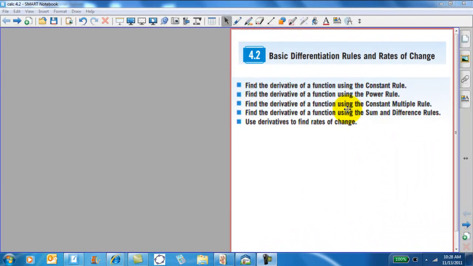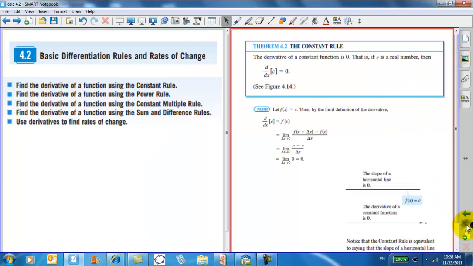Hello calculus students, here we are with 4.2, basic differentiation rules and rates of change. What we're going to do here is, instead of going through that lengthy definition of the derivative every time, we are going to learn some derivative rules so we can quickly come up with a derivative for a variety of functions and apply them in things called rates of change with speed and velocity.